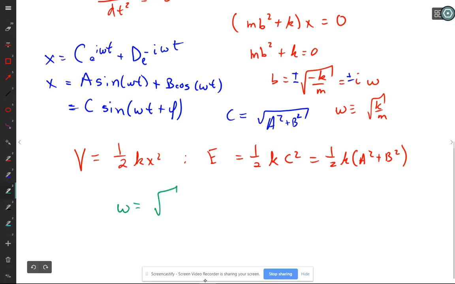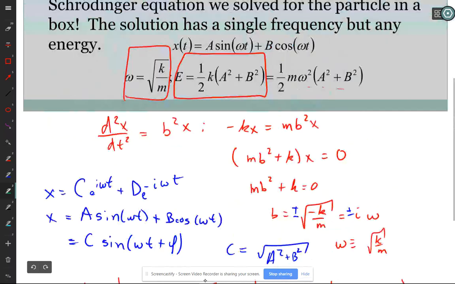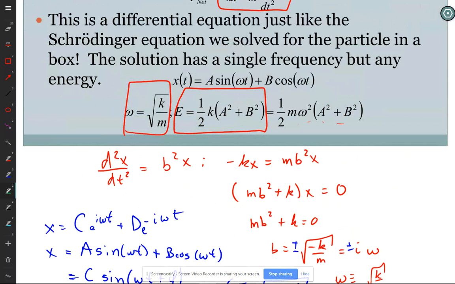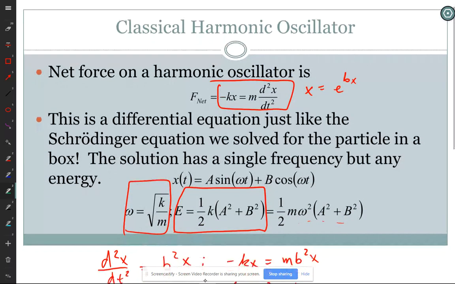Omega is equal to the square root of k over m. Then if I square both sides, k is equal to m omega squared. And so the last form that was shown up above is just replacing k with m omega squared. Like I said, we're going to have that in our quantum oscillator, so that's why I wanted to make sure we see that. Because the simple harmonic oscillator is something that's very dominant in life.